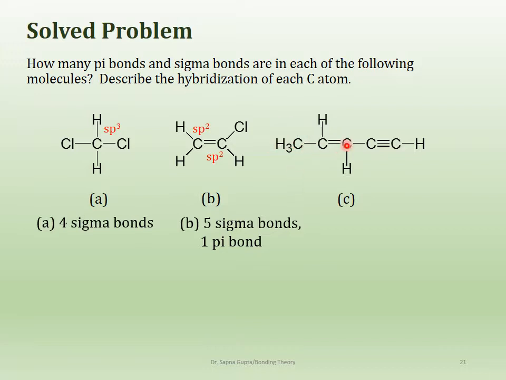Then here we have a carbon-carbon double bond, a carbon-carbon single bond, but this carbon is still double bonded, and then this carbon and this carbon are bonded by a triple bond. So we have a variety of carbons over here. Let's start with the first one.